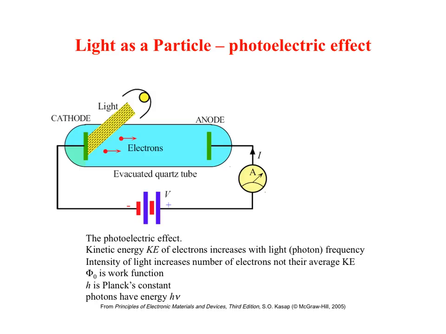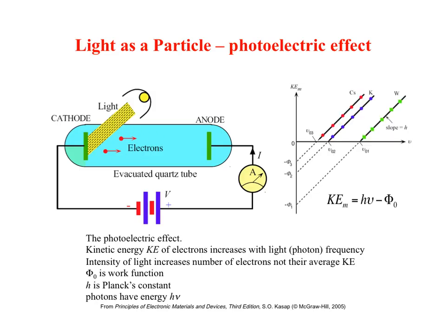But instead it was found that it depended more on the frequency of this light rather than the intensity to determine whether electrons would come off at all. For example, in cesium metal, there were no electrons that came off until a critical frequency, and then above this critical frequency, the kinetic energy increased linearly with frequency. Other metals, such as potassium and tungsten, behaved similarly, although they had different cutoff frequencies. The slopes, though, were the same.